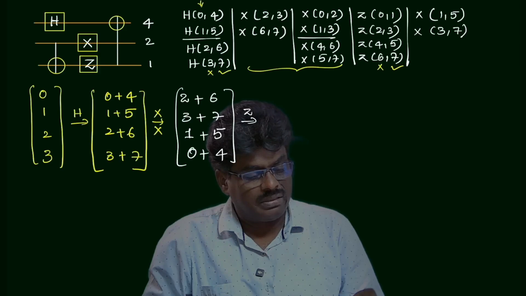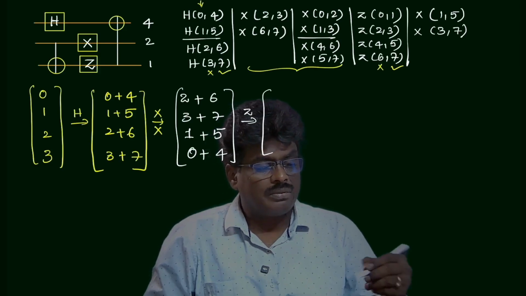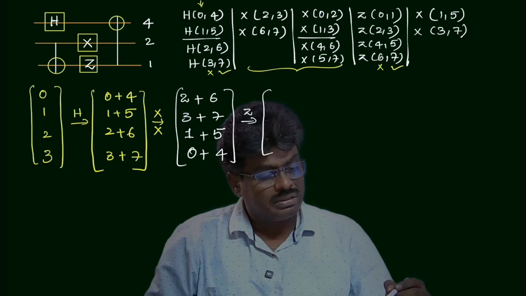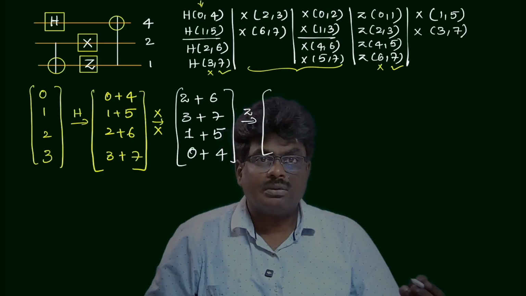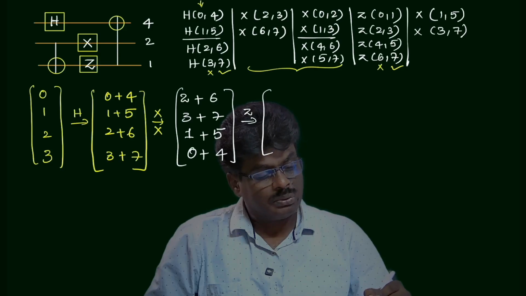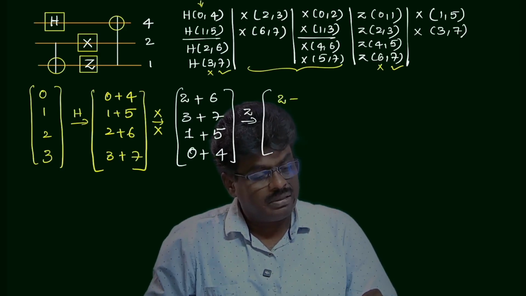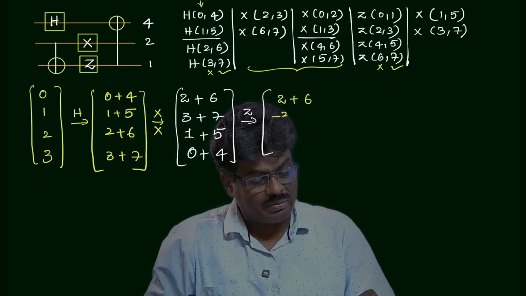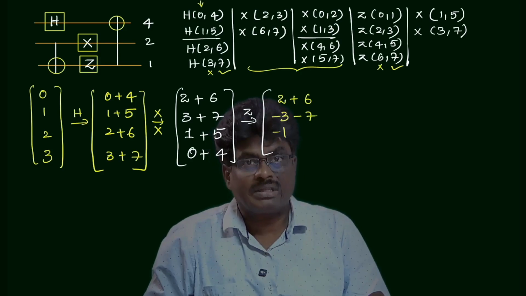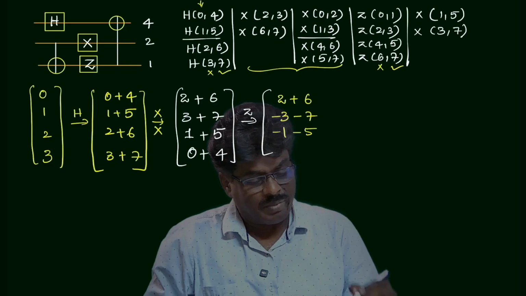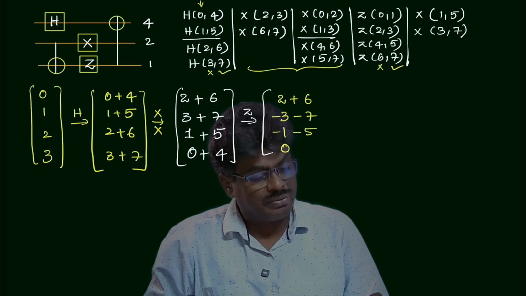And after that Z, which gives some phase change to the on state, and the off state no change. Here 2 off as it is, 6 off. Next 3 on, minus 3, 7 on, minus 7, 1 on, minus 1, 5 on. Next 0 off, 4 off.